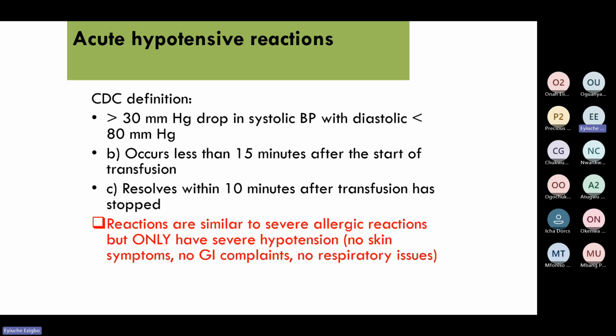So we have acute hypotensive reactions. By CDC definition, it is a greater than 30 millimeter mercury drop in systolic blood pressure with diastolic pressure less than 80. It occurs less than 15 minutes after the start of transfusion and resolves within 10 minutes after transfusion has stopped. These reactions are similar to severe allergic reactions, but only have severe hypotension with no skin symptoms, no GI complaints, and no respiratory issues.